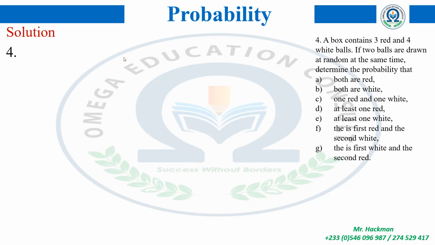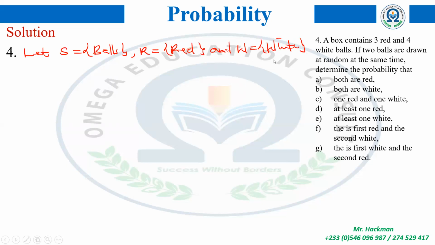This time around we are going to look at the combination approach. In a probability question, if I read and I know the items and their numbers, we should know the way to go. We are going to write the solution first. Let S be the set of balls, which have some colors. R will be equal to the set of red balls, and W will be equal to the set of white balls. Is my point well made?